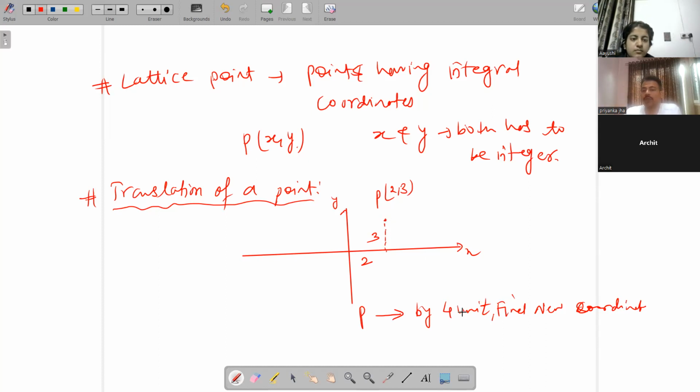So P will go 4 units right. It means that this P will travel parallel to x-axis. It will come over here, and it will go further 4 units. So the new coordinate would be 2 plus 4, 6. And there won't be any change in y. So the new coordinate would be 6 comma 3. Understood?